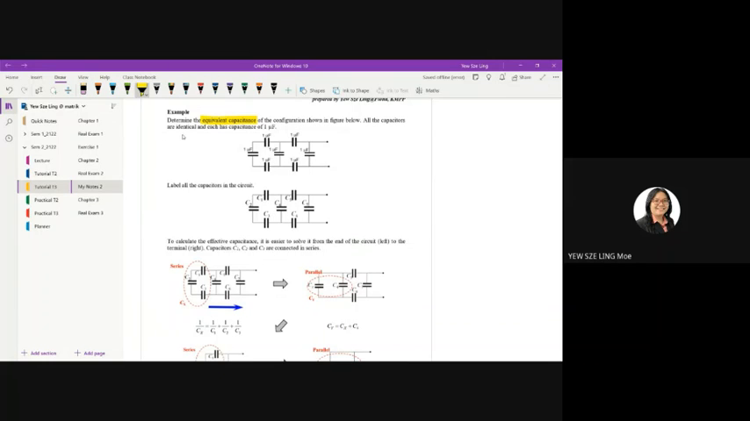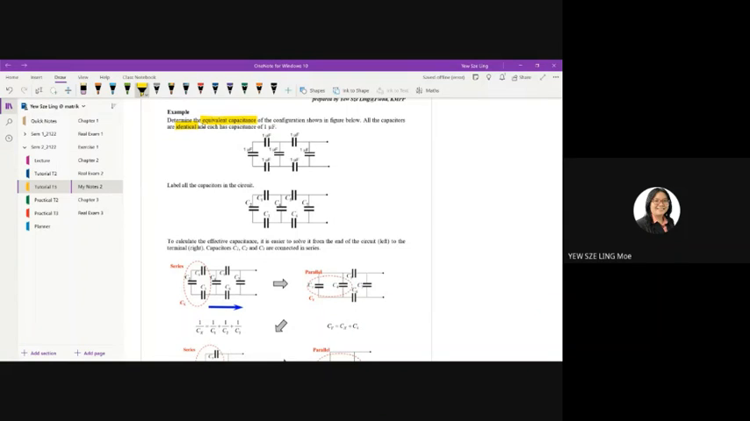So all the capacitors are identical. Now, what does it mean by identical? Identical means they have the same shape, they are made of the same materials, they have the same capacitance and so on. Everything is the same. They look alike. That is the meaning of identical. So you have 7 capacitors right here, and they are all identical, and each has capacitance of 1 microfarad.